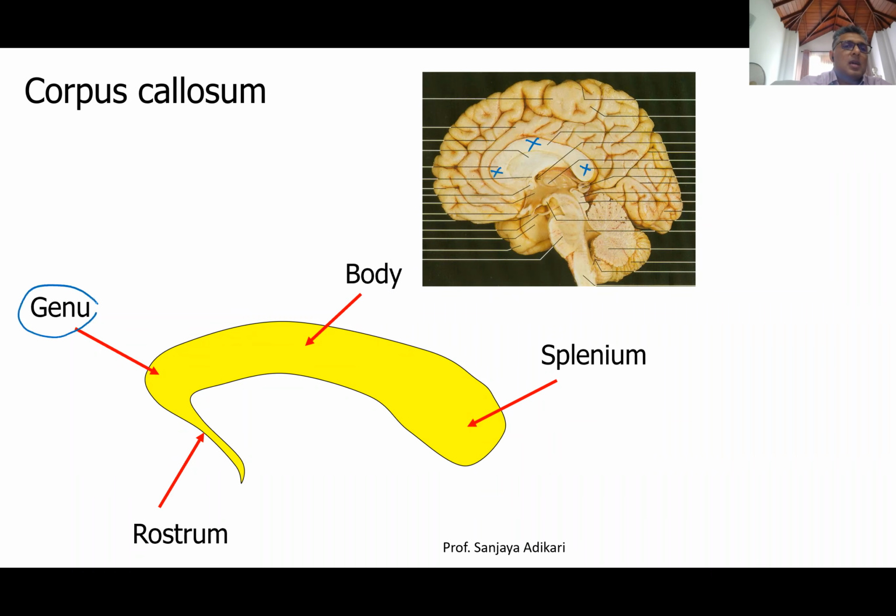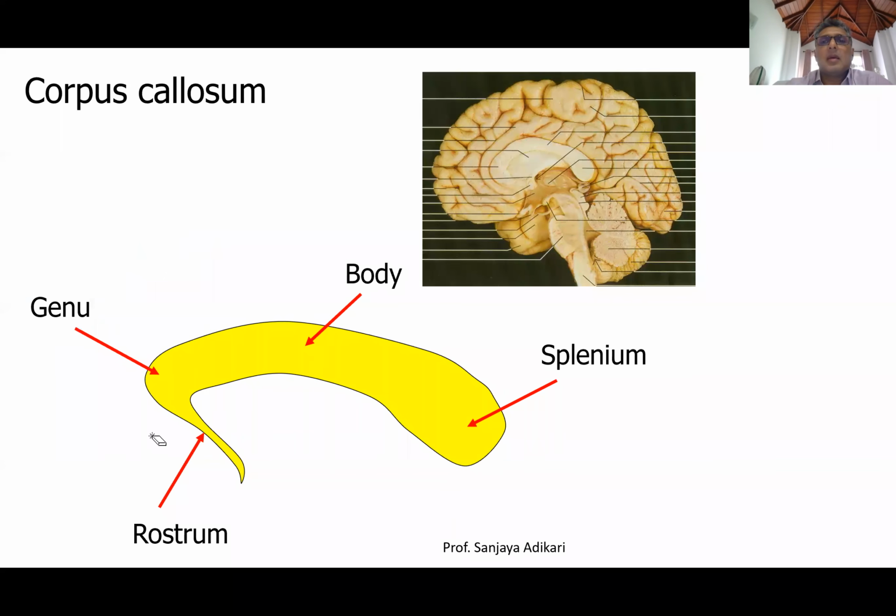Genu is a bend. So genu can be found in different places. It's a common term, not specific for the corpus callosum. You will see genu in several other places. So it's a bend. And then below the bend, you get the rostrum. That area is the rostrum. So remember these four parts: splenium, body, genu, and the rostrum of the corpus callosum.